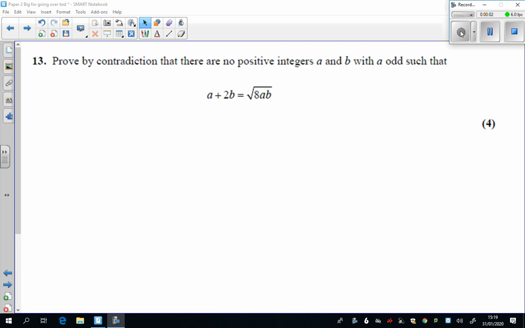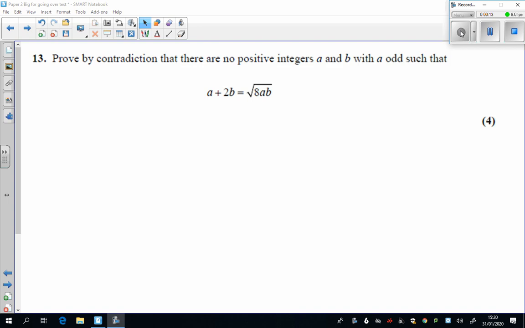Final question, question 13, is the one that caused the most debate in the maths office. We've got a couple of ways of doing this, I think. The first thing we have to do, because it's a proof by contradiction, is assume the false.